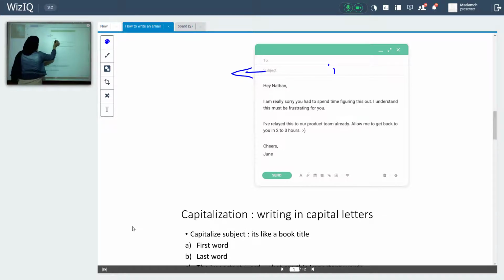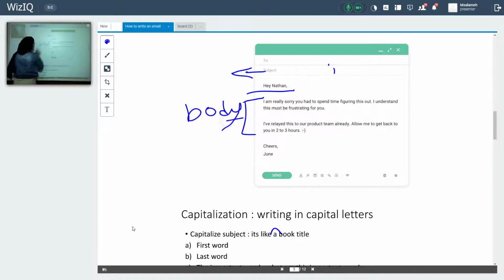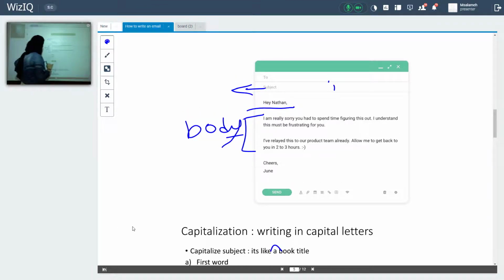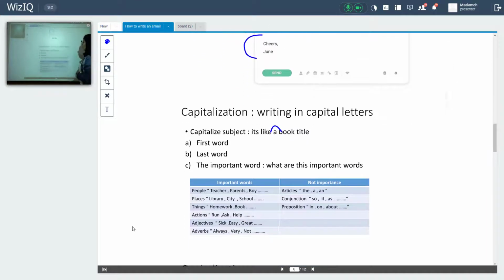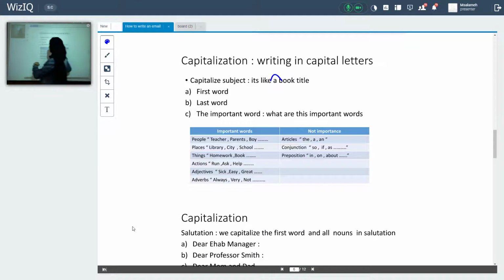And next, salutation. "Hey Nathan," okay? The way I say hello to someone. Then we have the body of my email. Then I have the conclusion, or the end of the email. Capitalization means writing in capital letters. We have four parts: subject, salutation, body, and conclusion.